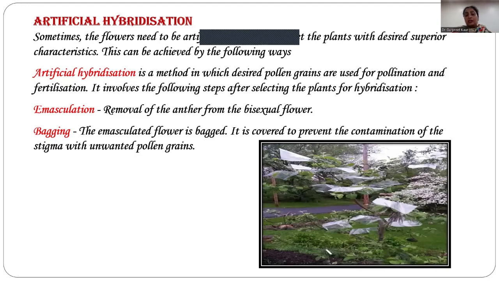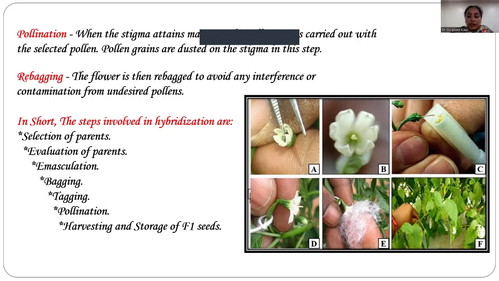So after doing emasculation, covering is done. That is known as bagging. When the bag is put, we put a tag over there, where it is written at what time and on which day the emasculation was done, and what we have to do further.